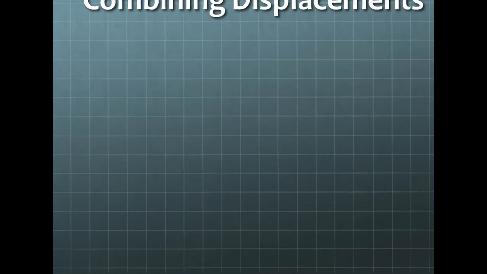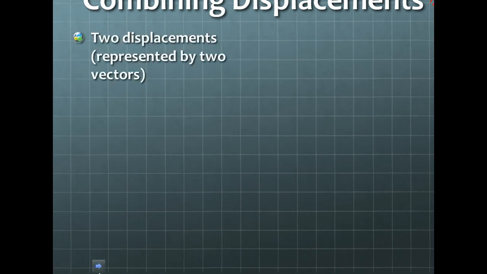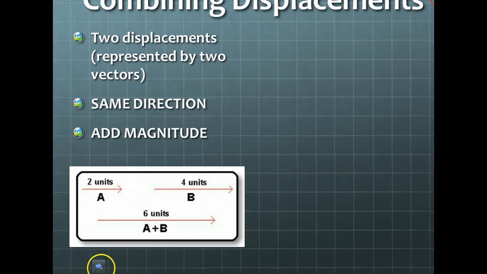Okay. So let's talk about combining displacements really fast. So if we have two displacements, they're going to be represented by two vectors or two arrows. If they're going in the same direction, you're going to add the magnitude, add the numbers together. So for example, if this is 2 units large and this is 4 units large and they're going the same direction, then it would just be 6 total.